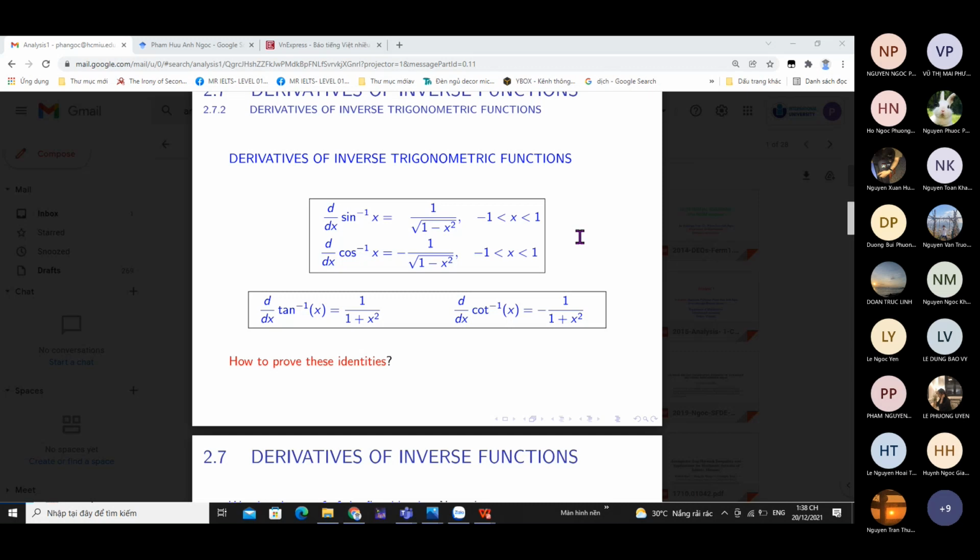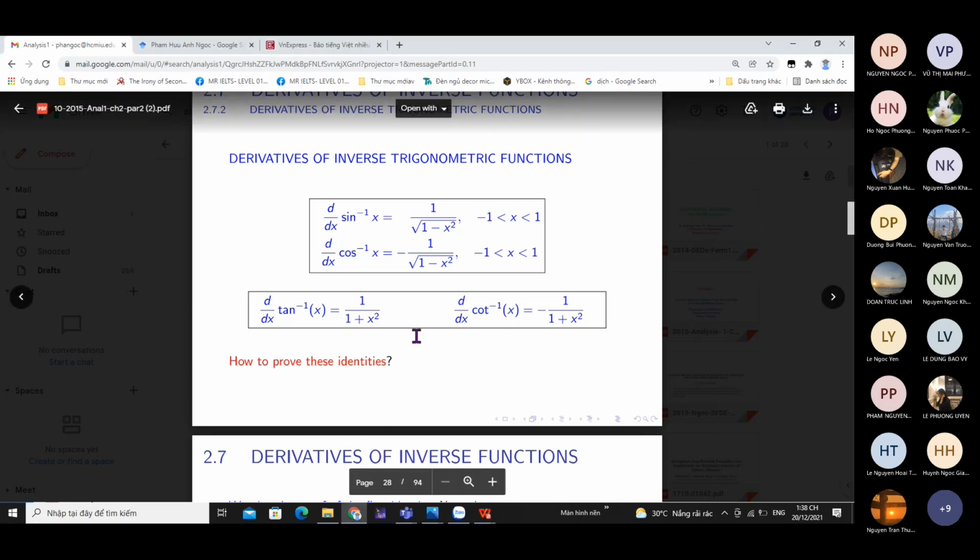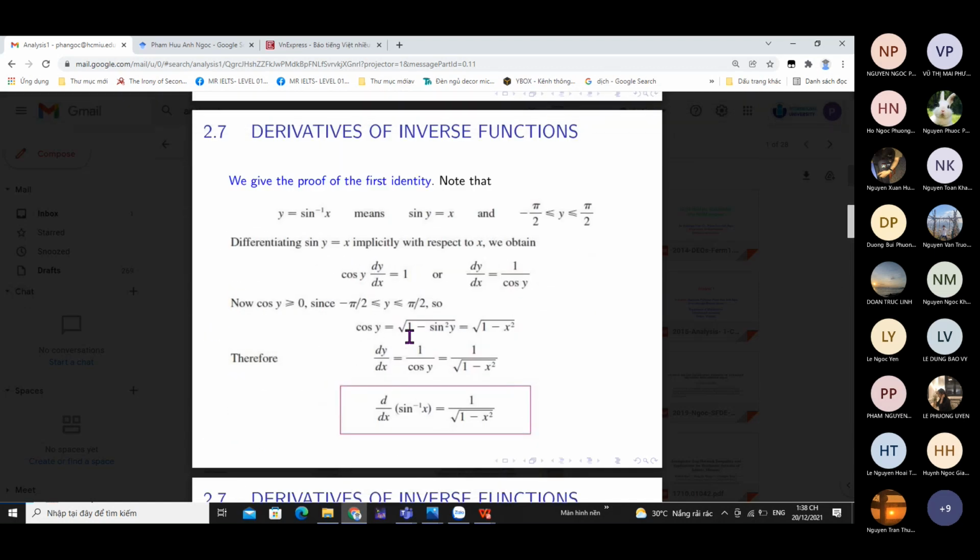The question here is how to prove the formula, how to prove the identities. Okay, so it follows from derivative of inverse function. Now, for example, we try to prove the first identity. Here, we give the proof of the first identity. Now, y equals sine inverse of x is equivalent to sine of y equals x. Here, y is between minus pi over 2 and pi over 2.